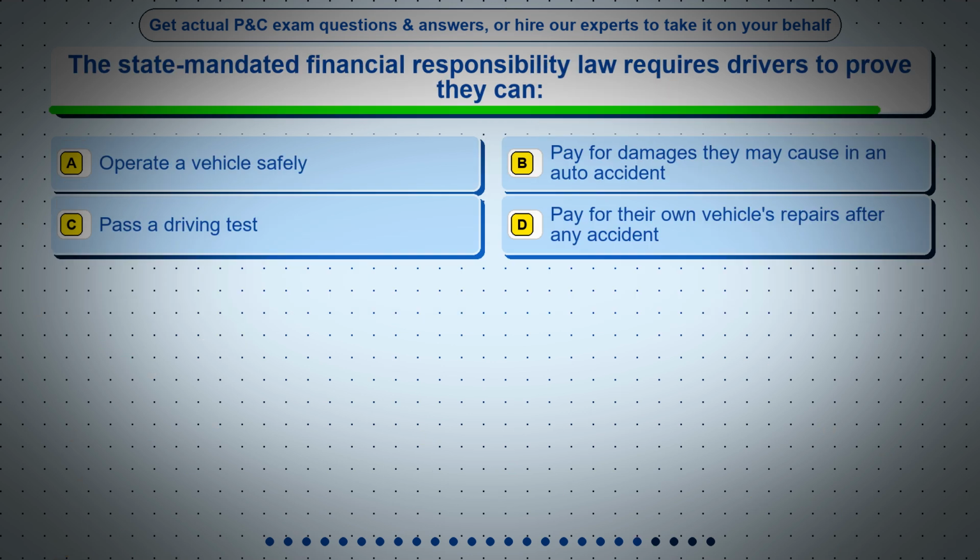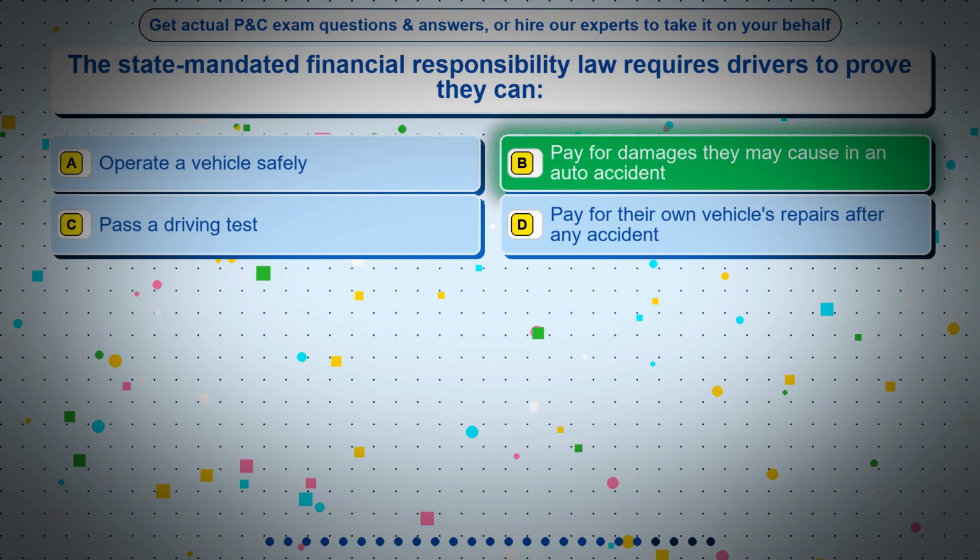Question 21. The state-mandated financial responsibility law requires drivers to prove they can: Option A, operate a vehicle safely. Option B, pay for damages they may cause in an auto accident. Option C, pass a driving test. Option D, pay for their own vehicle's repairs after any accident. The correct answer is option B, pay for damages they may cause in an auto accident.